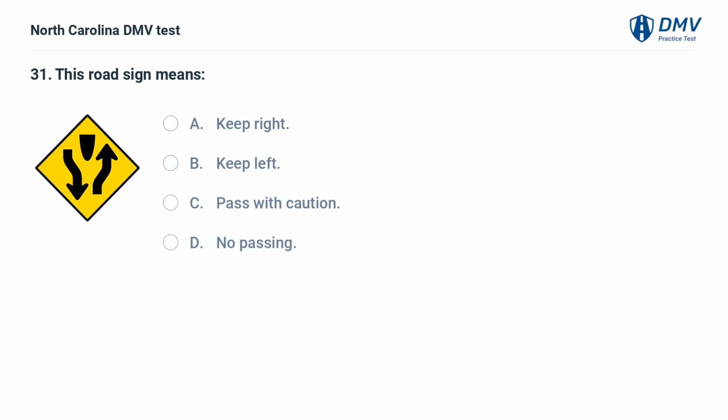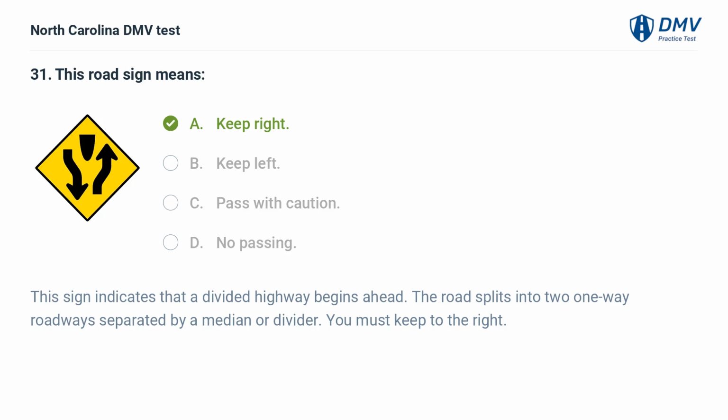This road sign means A. Keep right. B. Keep left. C. Pass with caution. D. No passing. A. Keep right. This sign indicates that a divided highway begins ahead. The road splits into two one-way roadways separated by a median or divider. You must keep to the right.